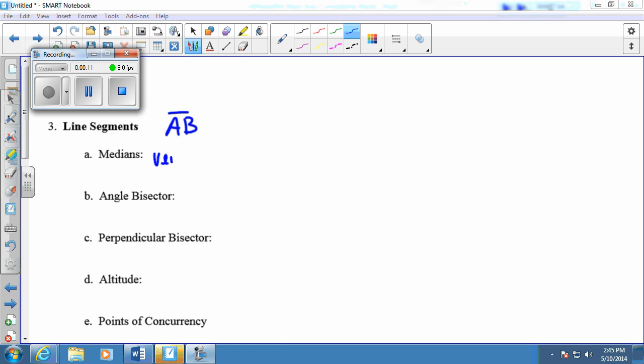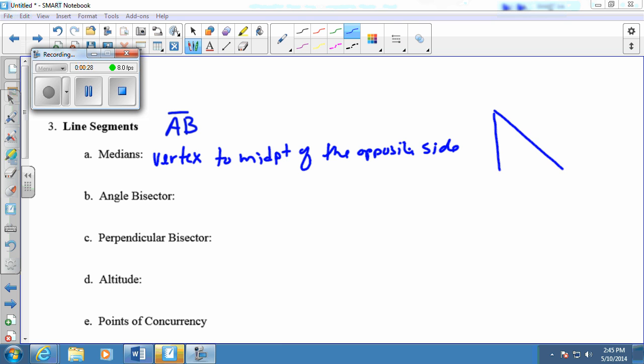Well, a median is going to run from the vertex of an angle to the midpoint of the opposite side. So, for example, if I have a triangle and I'm looking at this vertex, I'm actually going to expand this out just a little bit so you can see it a little clearer. And I take from my vertex and I go to the midpoint of the opposite side.